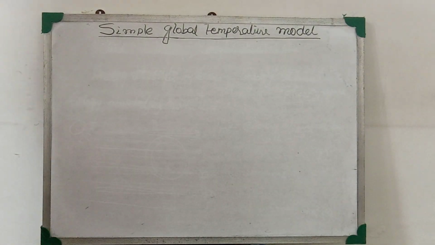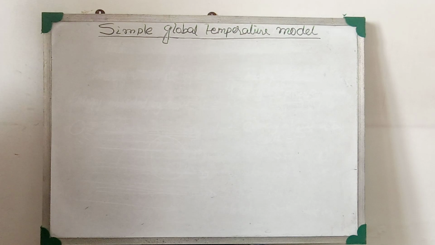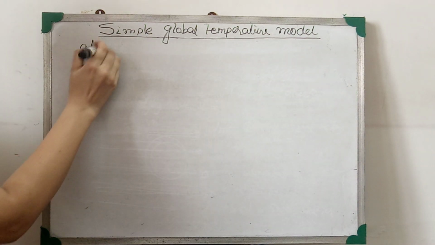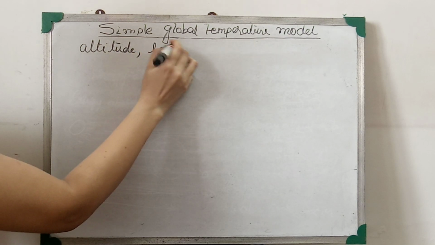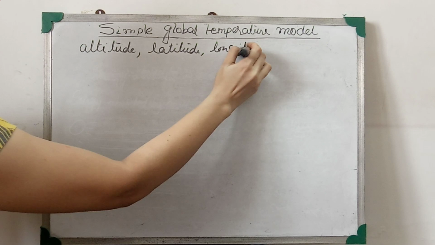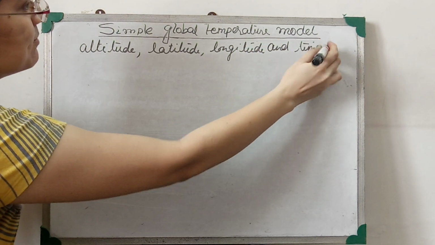We will discuss the simple global temperature model. This model is proposed to calculate the temperature of Earth planet by ignoring all other factors of temperature like altitude, latitude, longitude and time for the sake of simplicity.